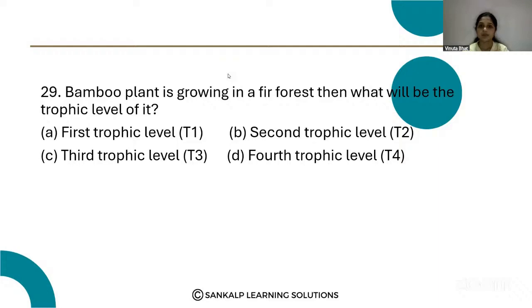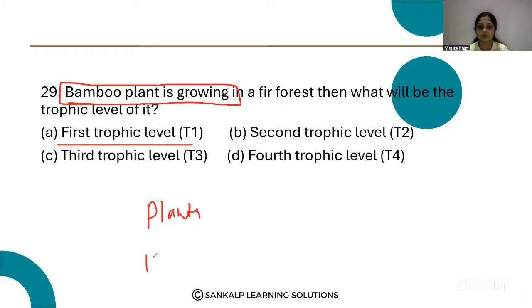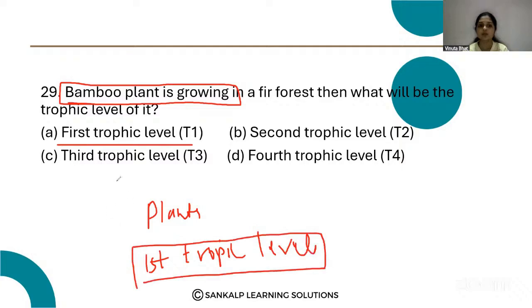Option B, second trophic level. How? So bamboo plants are the producers, means the producers are at the first trophic level. So producers are at the first trophic level. Plants are at the first trophic level. So here the bamboo plant is in the first trophic level, that is the correct one.